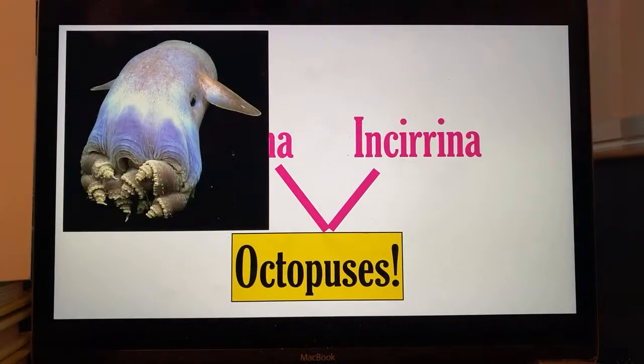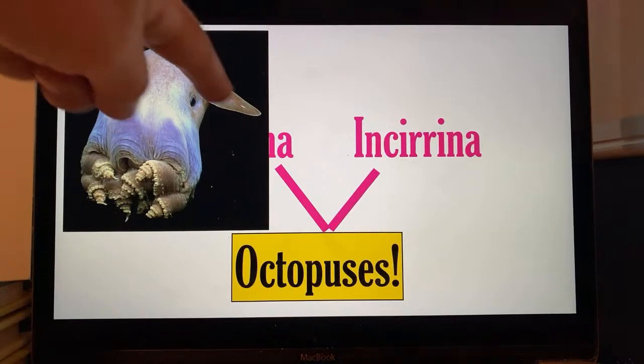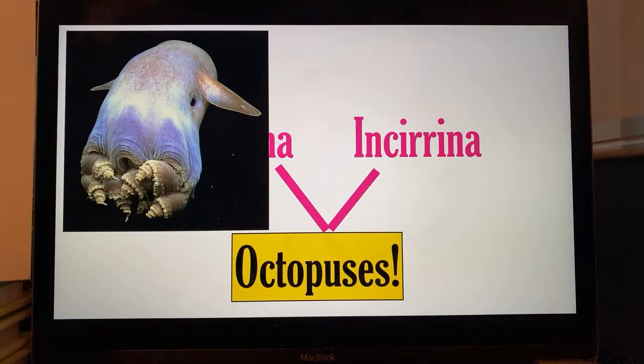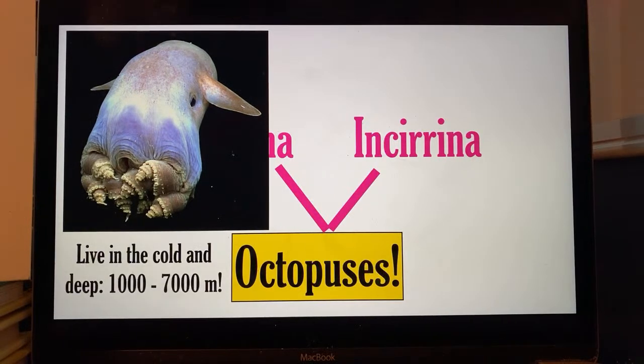Here's them, you've seen one of these before, right? This is a Dumbo octopus. Look at that, good! So these are fins to help it swim, but they just look exactly like ears. They live in the cold, they live in very deep water, about 1,000 to 7,000 meters down.